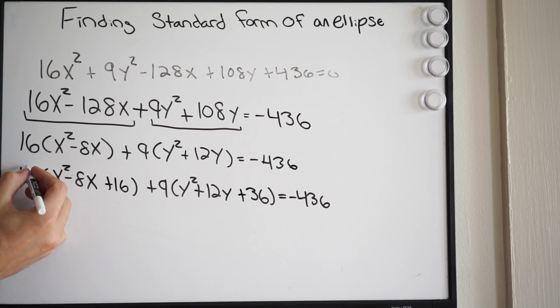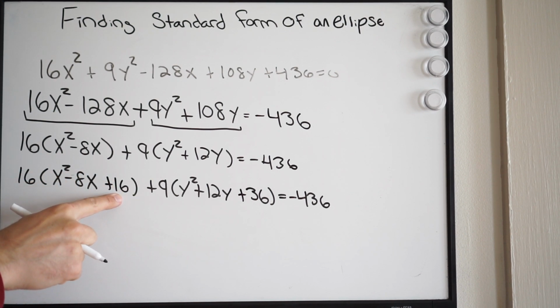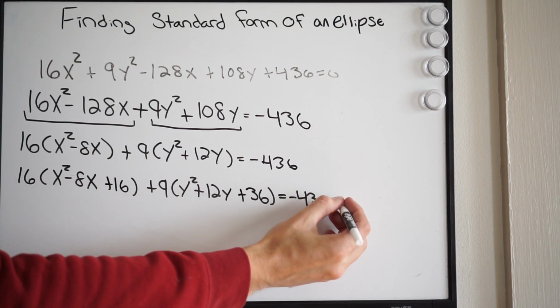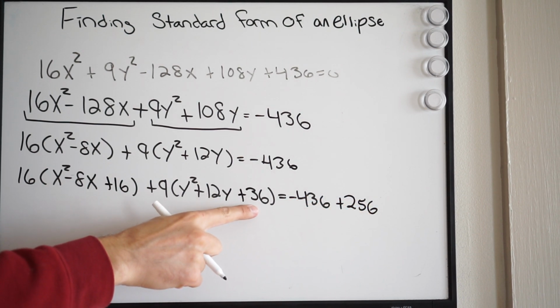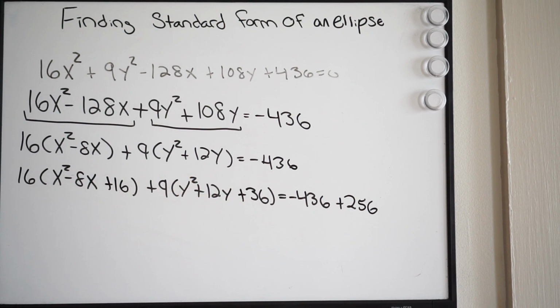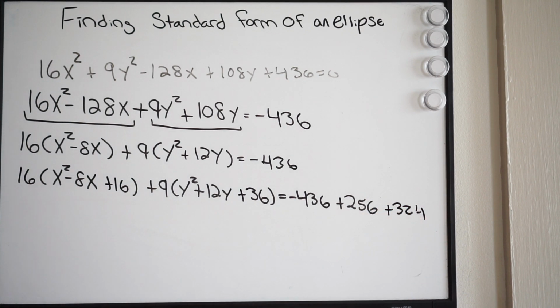Remember, this is going to be distributed inside these parentheses. So, it's not just a positive 16, it's going to be 16 times 16. Okay, so in that case, it's 16 times 16. We get 256. So we have to add 256 here. We're going to do the same thing here, right? So 9 times 36, we get 324. Just be careful with that step there.